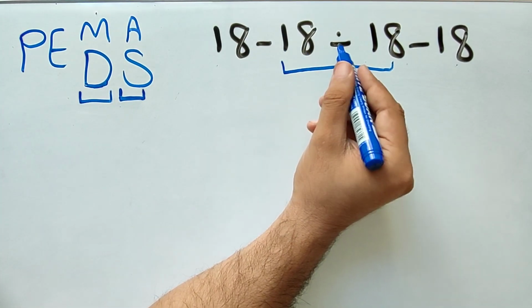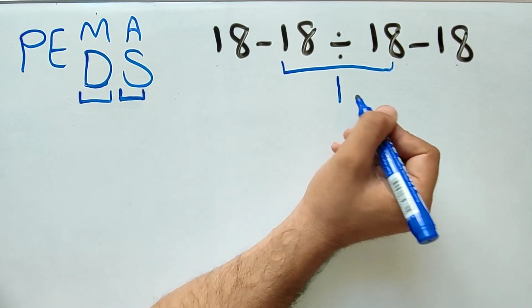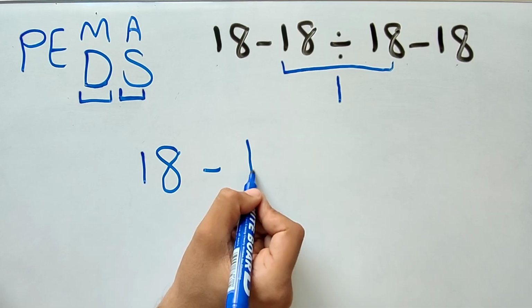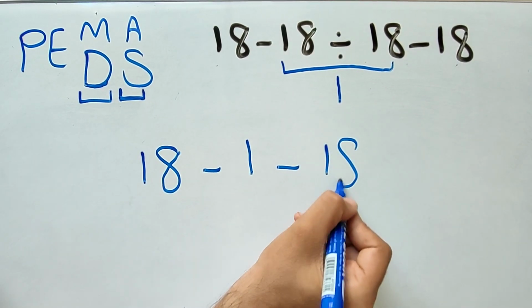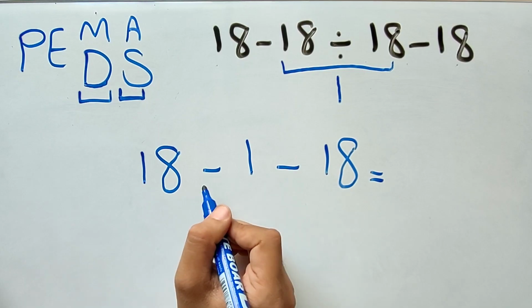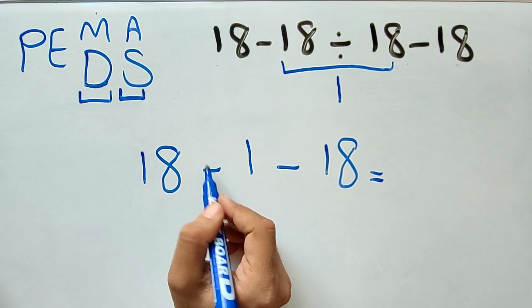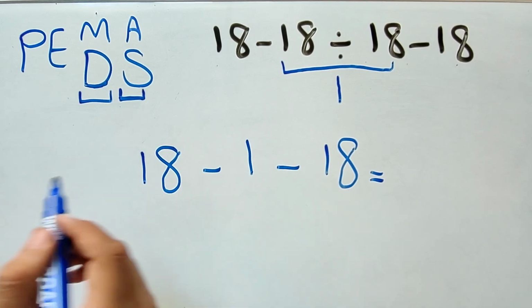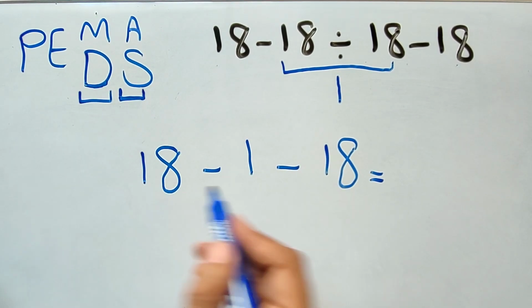So 18 divided by 18 gives us 1. Now we have 18 minus 1 minus 18. Now we have two subtractions here. As we know, when we have more than one subtraction in one expression, we have to solve from left to right.